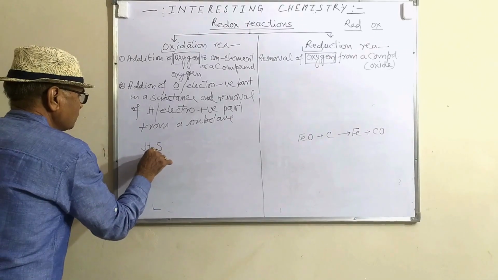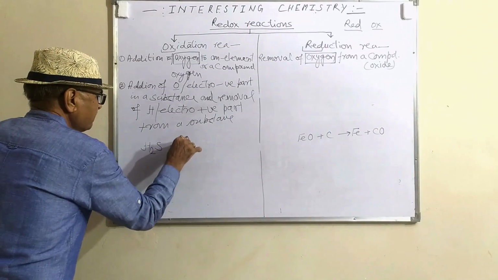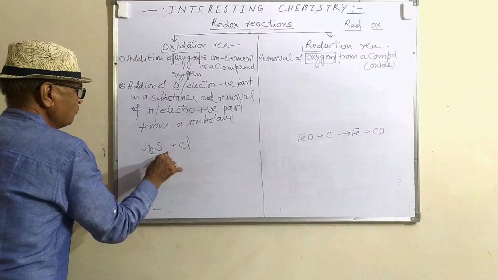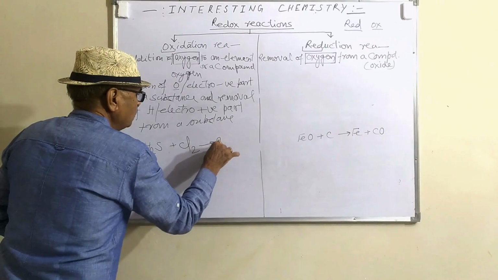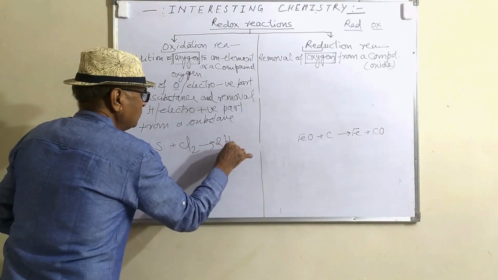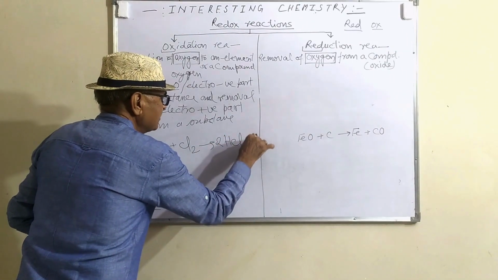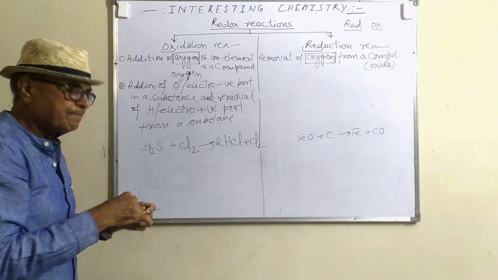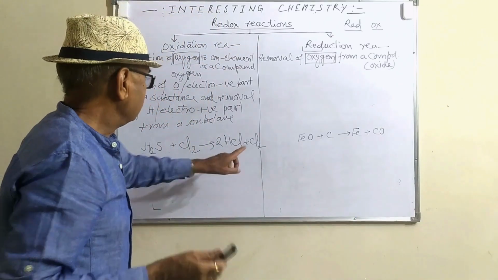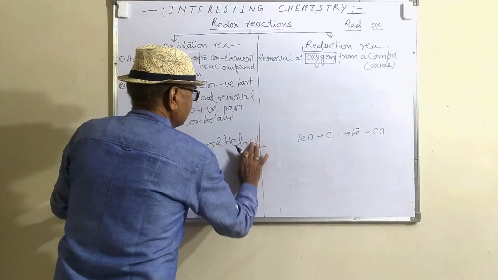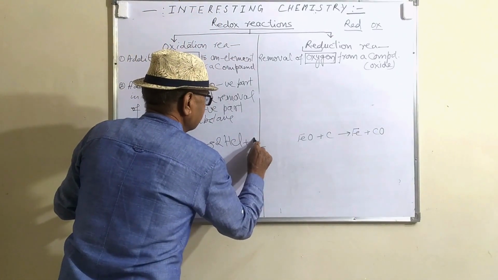Suppose this is H2S. Dissolve the H2S in water and pass chlorine. So here 2HCl plus Cl2 will be formed. 2HCl and S, here S will be extracted.